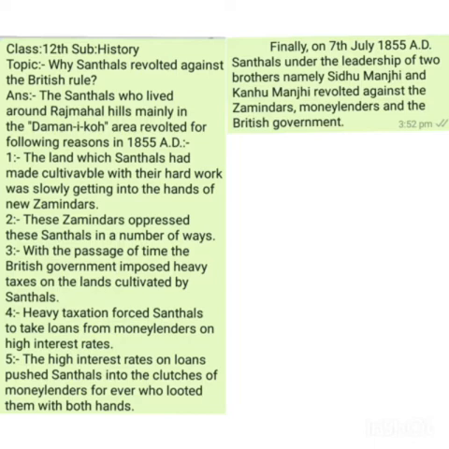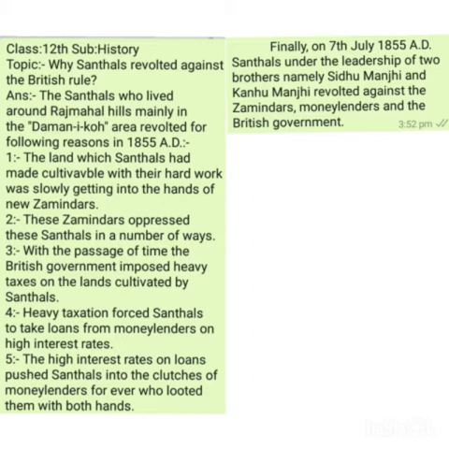Number one, the land which the Santhals had made cultivable with their hard work was getting into the hands of the new Zamindars. Because dear students, I just now told you, Zamindars were the people who had huge land estates under their control and made peasants cultivate various crops in their land estates. And after cultivating various crops, the peasants were given a very small share of production, and the rest of the production was taken away by the Zamindar.